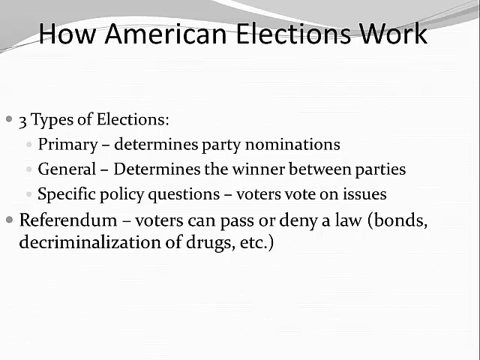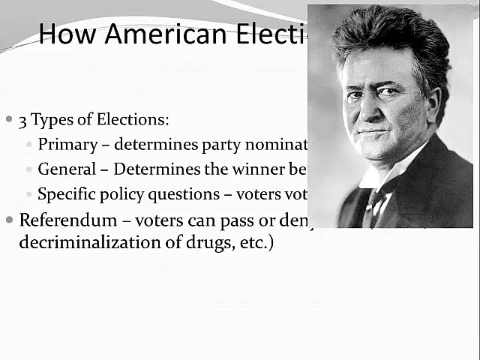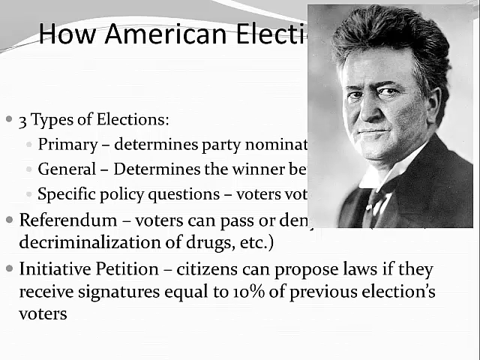So some examples of this could be a referendum in which voters can pass or deny a law. Think about a local school board election, bonds, decriminalization of drugs. Every once in a while you'll hear a state have that. And also the initiative. And both of these were really popularized in the progressive era by this guy, a senator from Wisconsin, Robert La Follette.